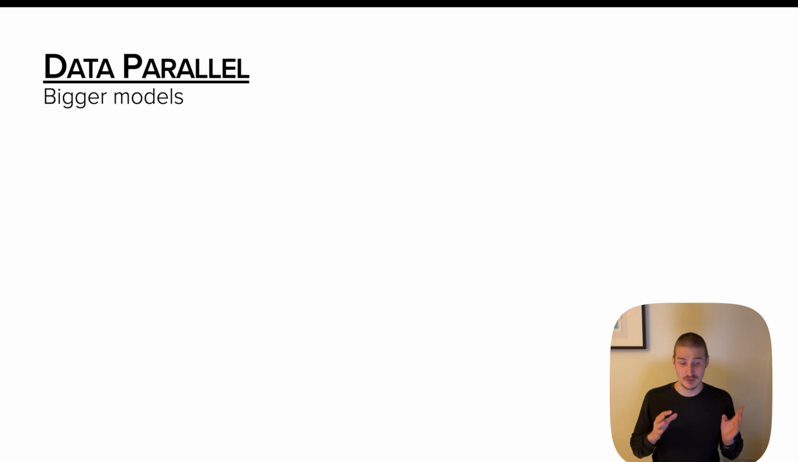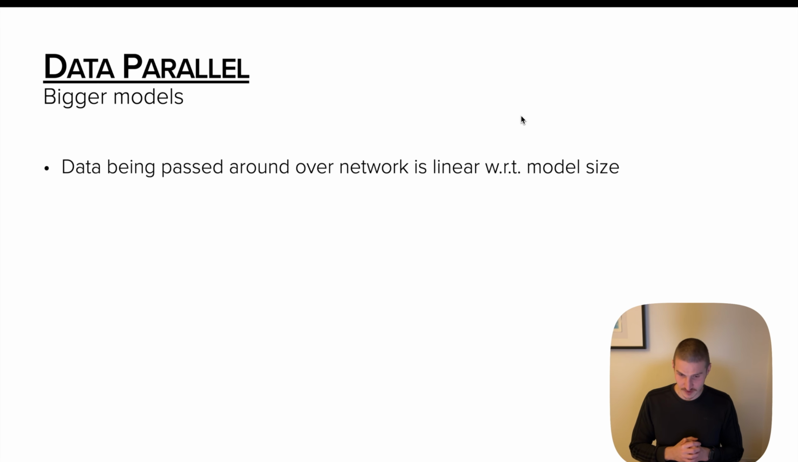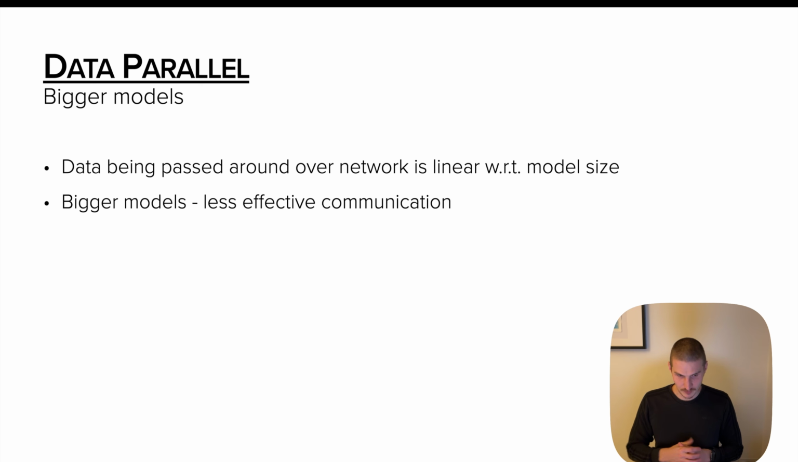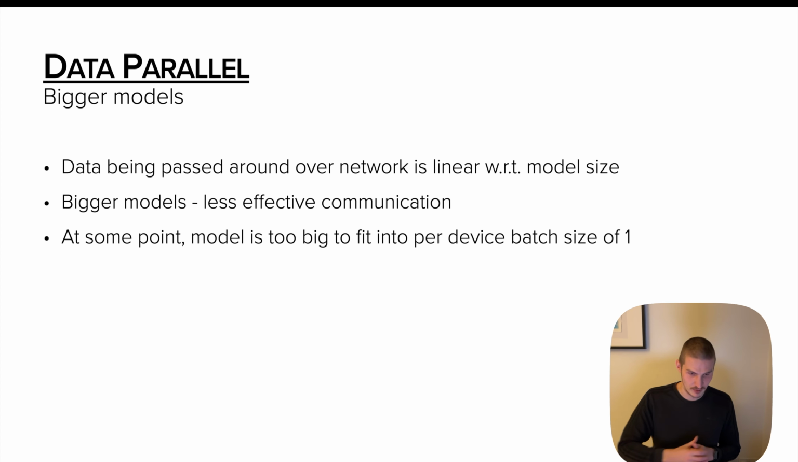Let's also see what will happen if we increase the size of the models. So first of all, the amount of data that we currently pass around the network, we pass around all the gradients, which is basically proportional to model size. So as the model gets bigger, the amount of data that we send around gets bigger as well, and the complexity is linear. So the effectiveness of communication will go down because we send more data on each step.